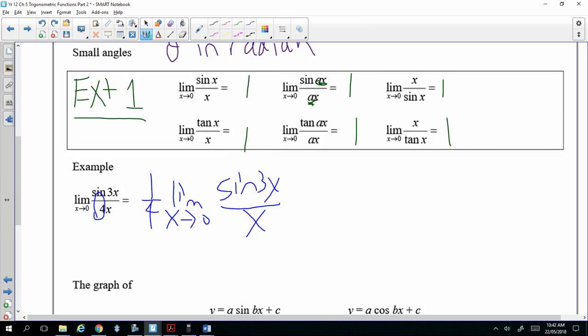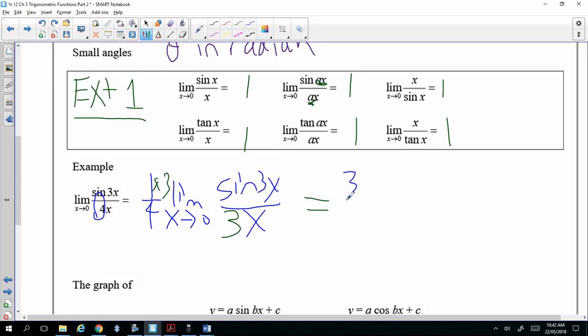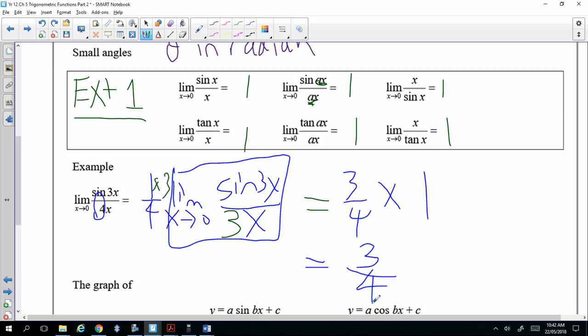Put a 3 at the bottom, put a 3 on the top, and then you have to write times by 3. And then what you do is, this equals 1/4, or 3/4, times by 1. You have to write this is 1. This whole thing becomes 1. So the answer is 3/4. So you need to show this detailed working. Alright, these are done.